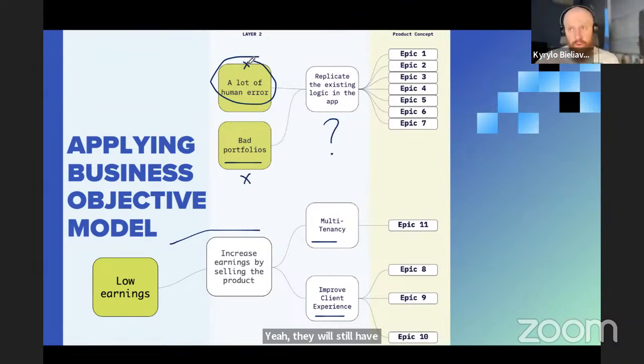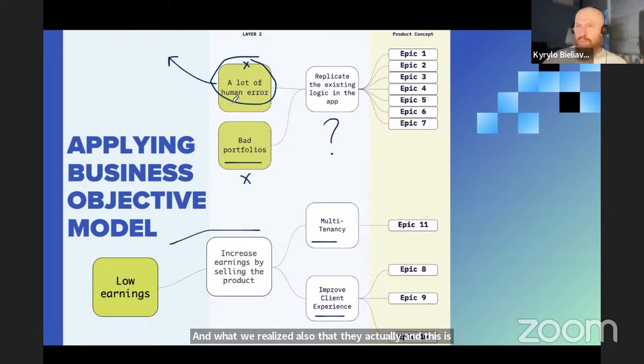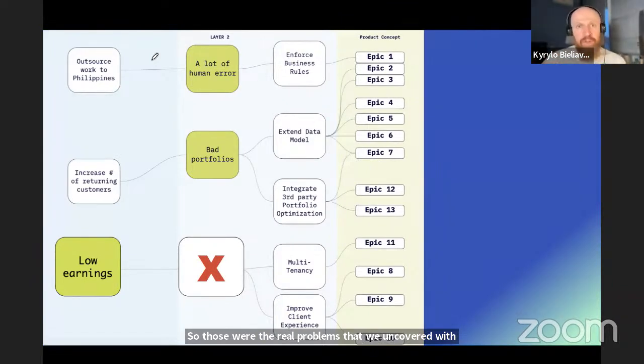And what we realized also, and this is what they didn't tell us at the beginning, is that they wanted to outsource this human work to the Philippines. They were really worried because their employees were making those mistakes, and they were worried that the employees in the Philippines would be making even more mistakes. So those were the real problems that we uncovered with their business, and that brought us to an absolutely different view of the project.